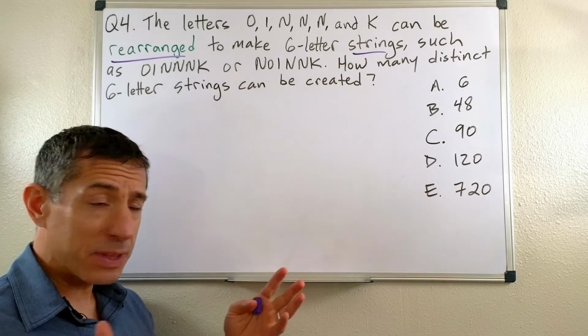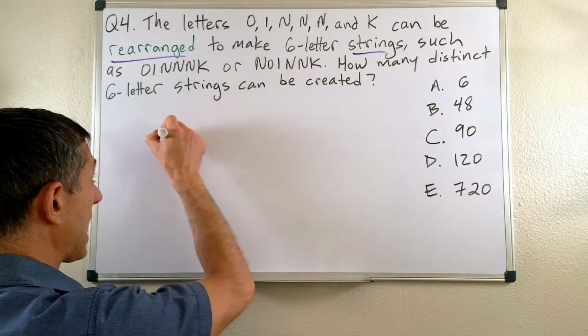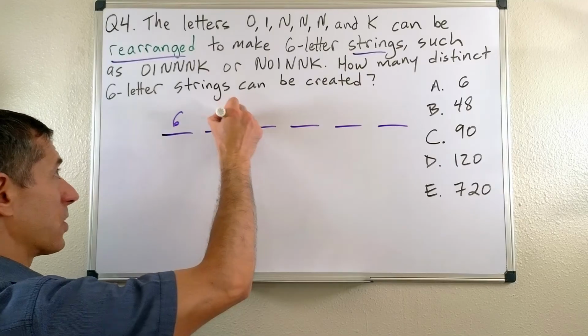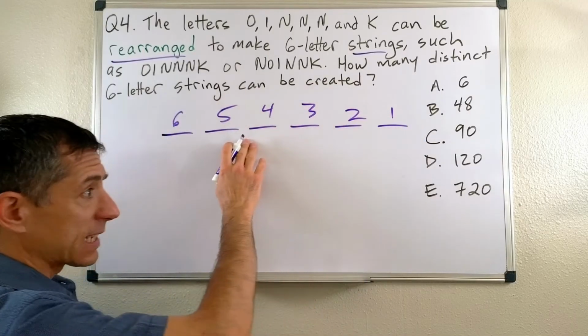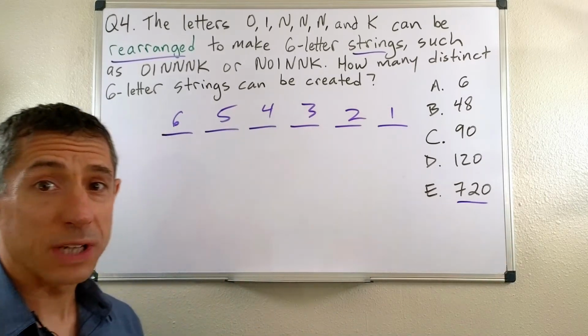All right, if you're playing with this, my first thought when I see something like this is, 6-letter strings, how many options do I have? Well, I've got 6 slots. I've got 6 options for the first, 5 for the second, 4 for the third, 3, 2, 1. I could multiply all those together. If I do that, I'm going to get 720. Cool, sounds good. Hold on.